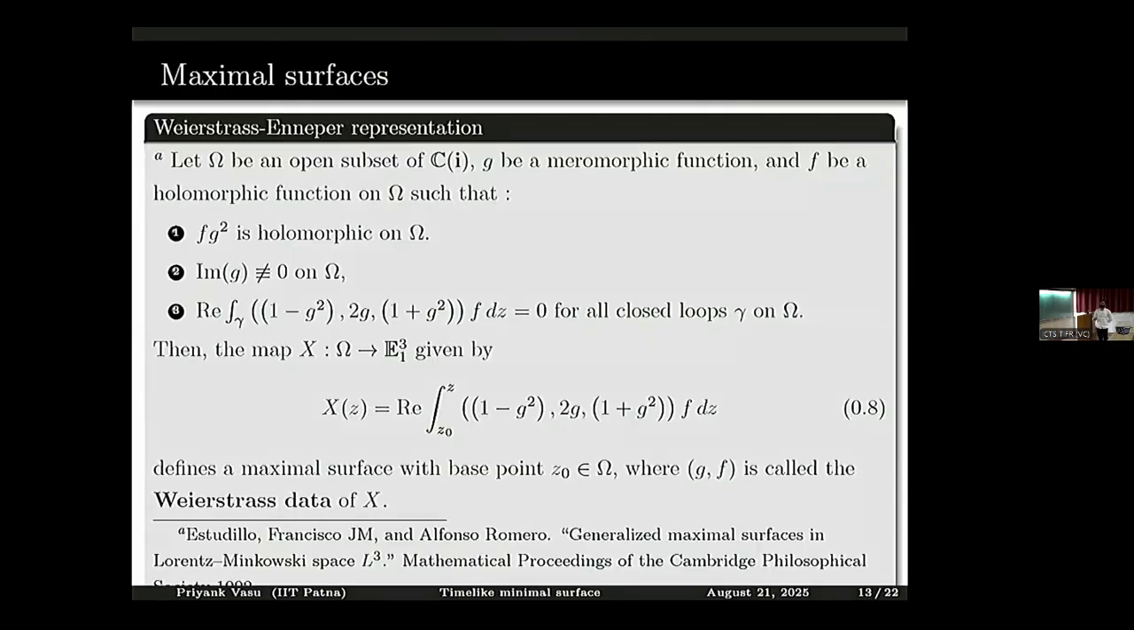So to solve the period problem in bicomplex, we will use the period problem for maximal surfaces, which is defined like this. Now we have seen it many times till now: omega is an open set in C, G is complex meromorphic, F is again holomorphic, and they satisfy these three conditions. Again, the third condition here is the period condition for maximal surface, and G and F are called the Weierstrass data of our resultant maximal surface.